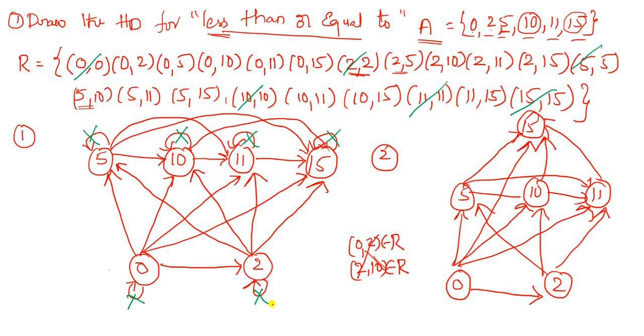You see, in the next step what we have to do, we remove transitivity. So take the first element 0 comma 2. 0 comma 0, 2 comma 2, 5 comma 5, 10 comma 10, 11 comma 11, 15 comma 15 are removed, okay. Don't consider those elements, we already removed them. Next 0 comma 2, now check the next element, 2 comma 5. You see here, 0 comma 2 belongs to R, okay.